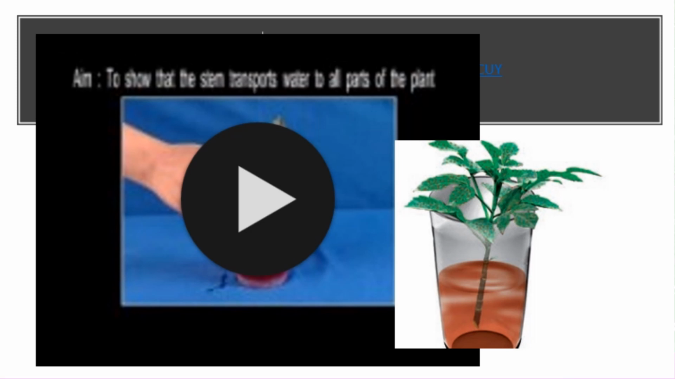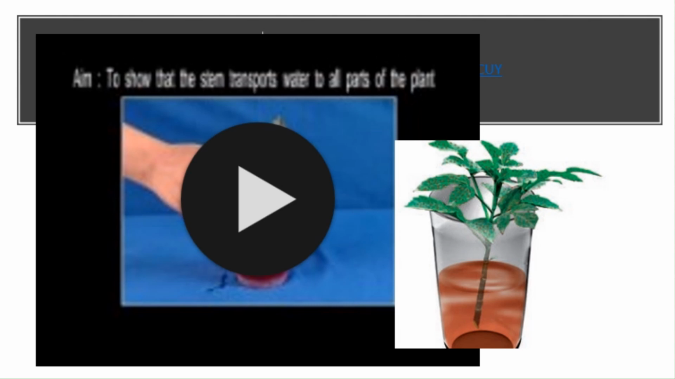Now, we have seen the experiment. What we will require to perform this activity: a glass, water, red or blue ink, and a soft stem. Now what we have to do next, we have to pour water to fill 1/3 of the glass and add a few drops of red or blue ink into the water. Cut the base of the stem and put it in the glass as shown in the figure.